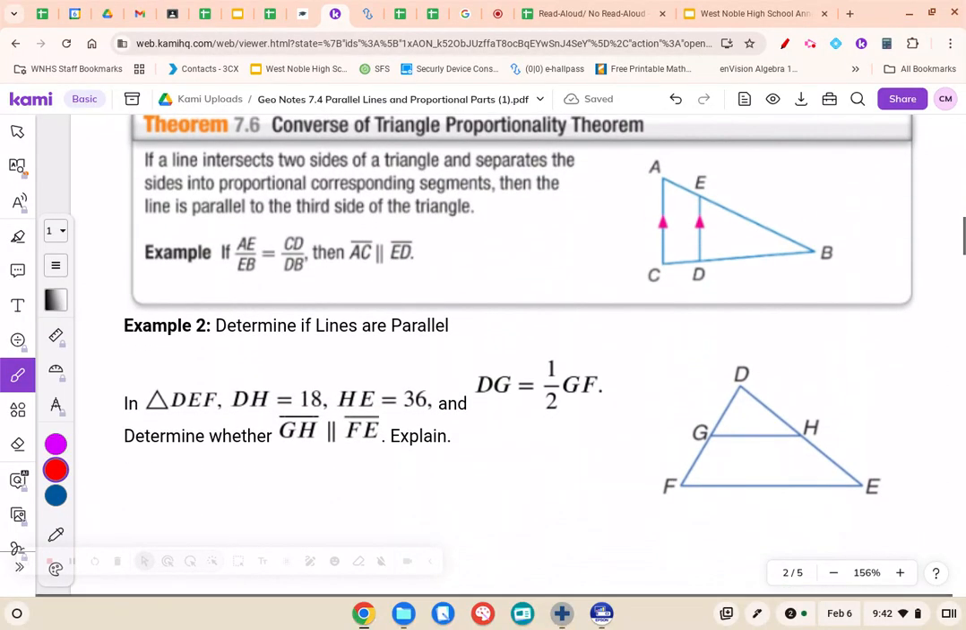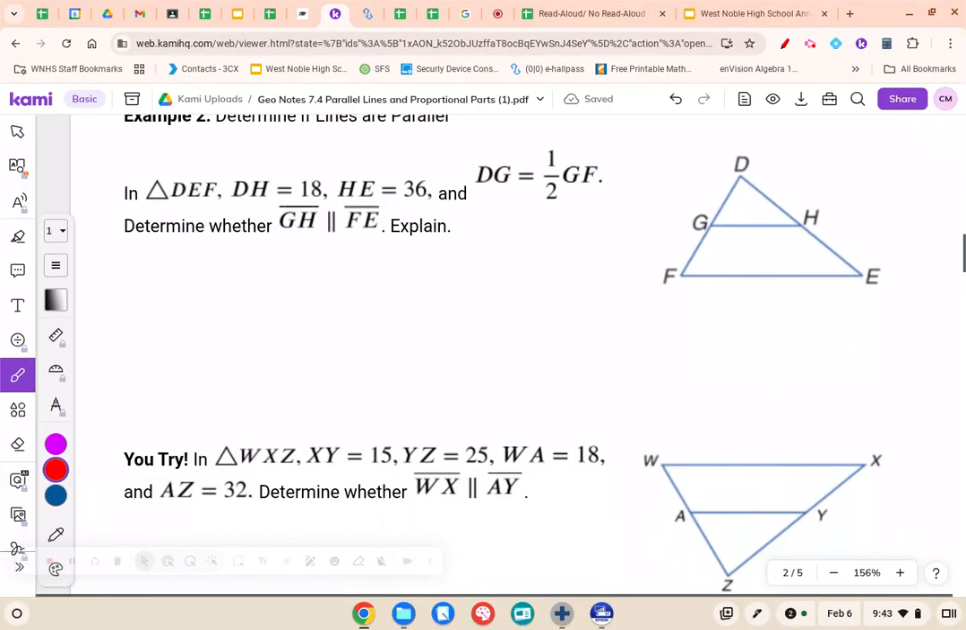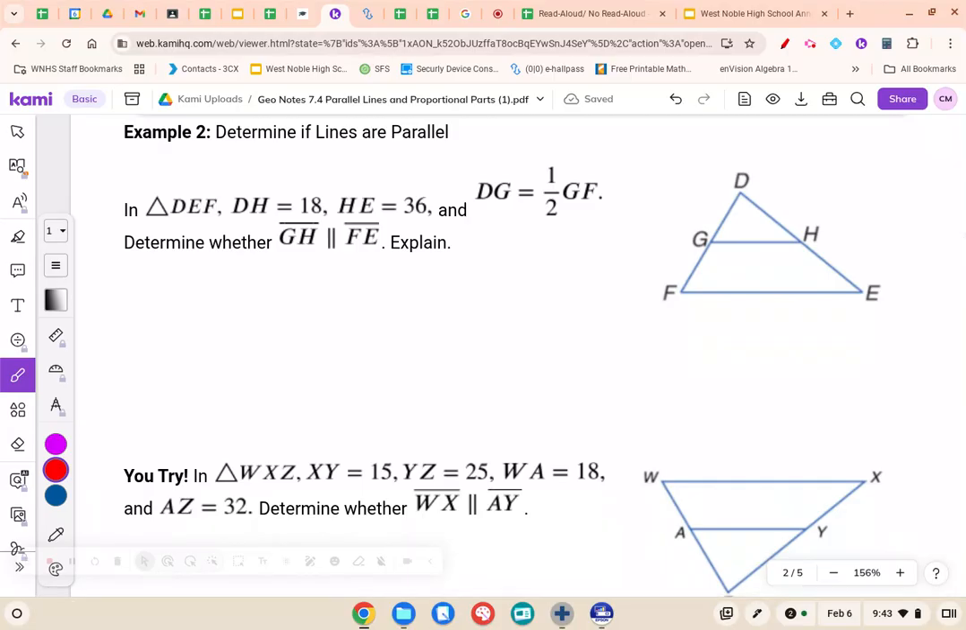All right, let's go on to the next theorem, converse of the triangle proportionality theorem. If a line intersects two sides of a triangle and separates the sides into proportional corresponding segments, then the line is parallel to the third side of the triangle. So this is just the flipped version. Now it's saying if these work out, then we know that we have parallel lines. We're not told the parallels. We have to figure out if they are parallel. So, our example, we're going to determine if these lines are parallel.